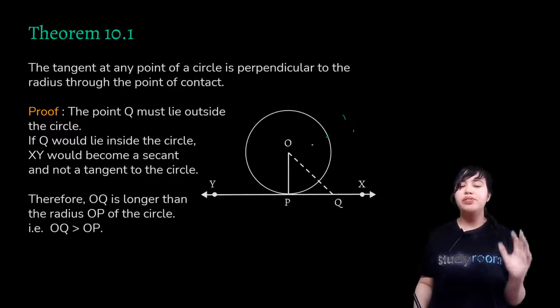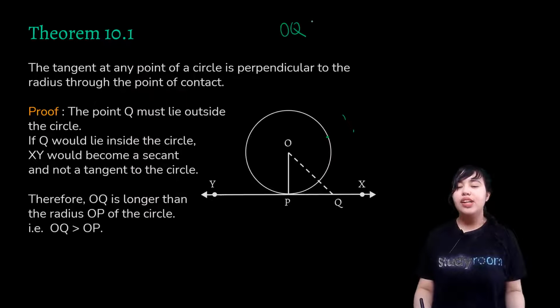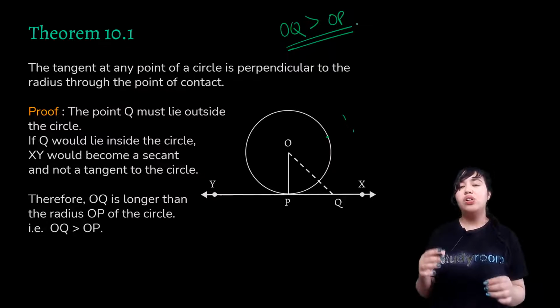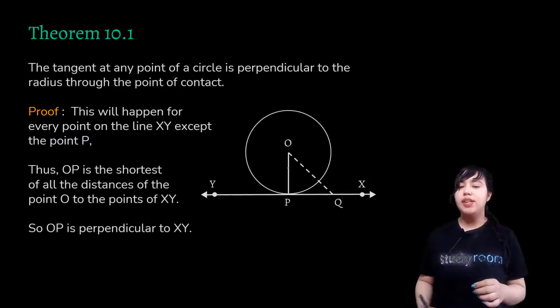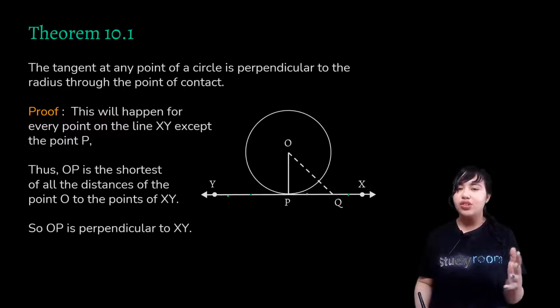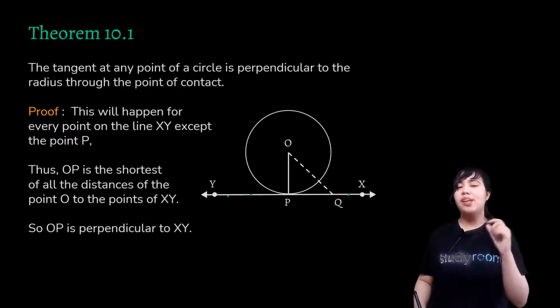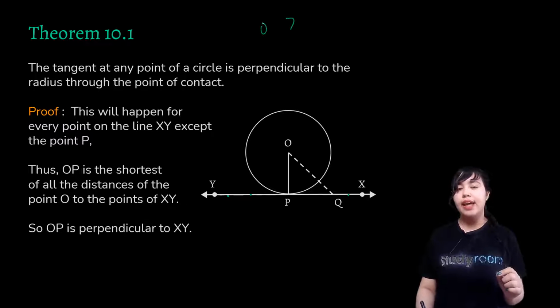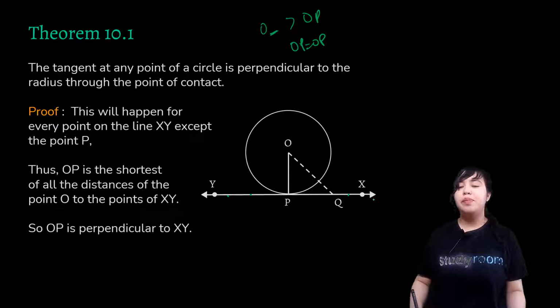So what we notice from the figure itself is that OQ is actually longer than the radius of the circle OP. In fact, it's not just the case with point Q. If you take other points also on this tangent, say Q dash, R dash, etc., as long as that point is not point P, you'll realize that the distance between point O and that point will always be greater than this radius OP. Except when it becomes equal, OP equal to OP, it means that your radius is actually perpendicular to the tangent.